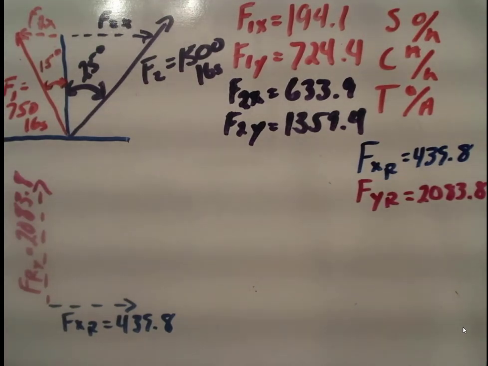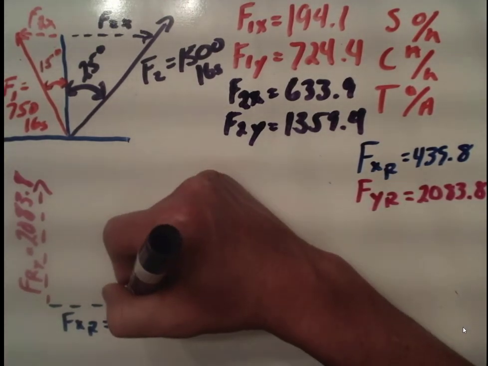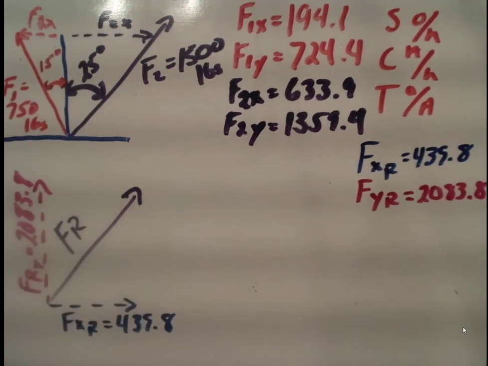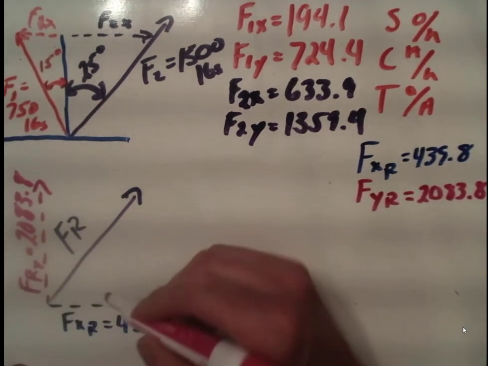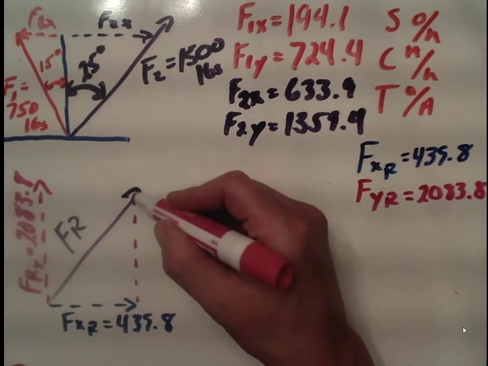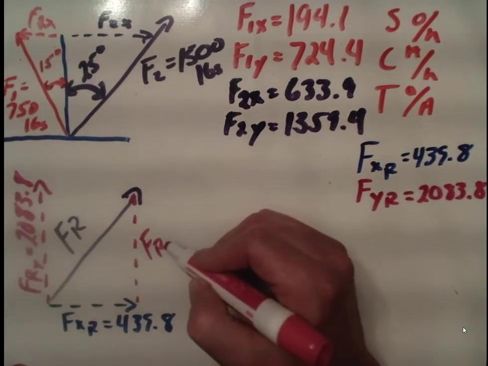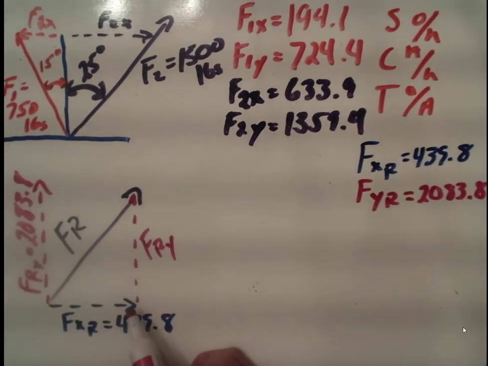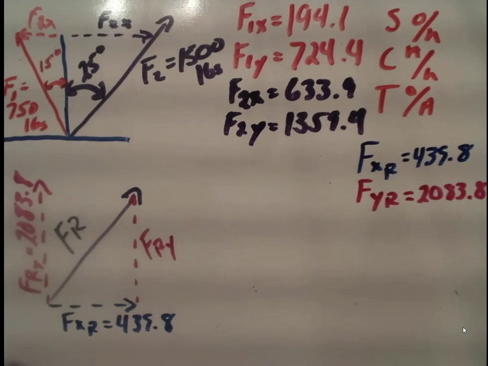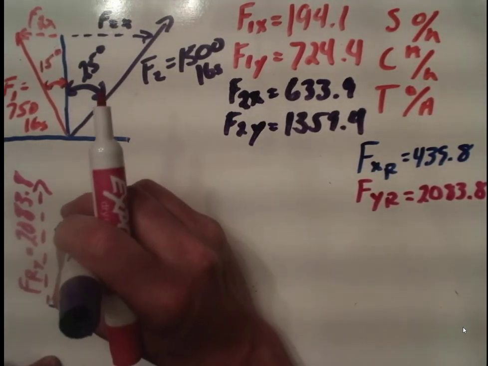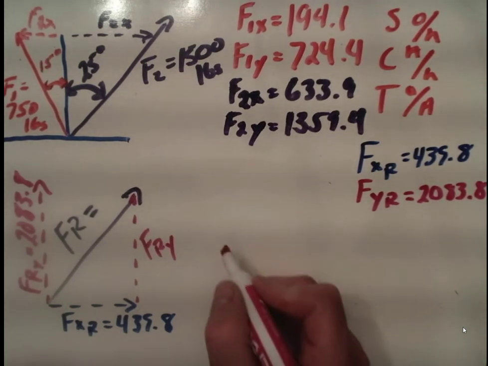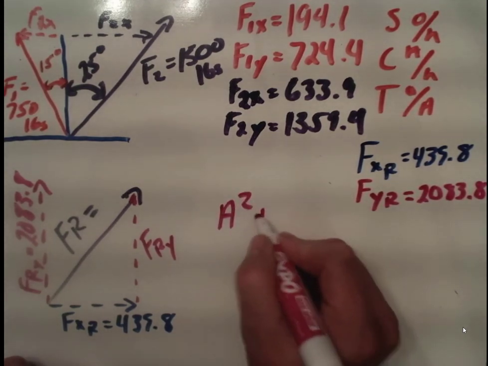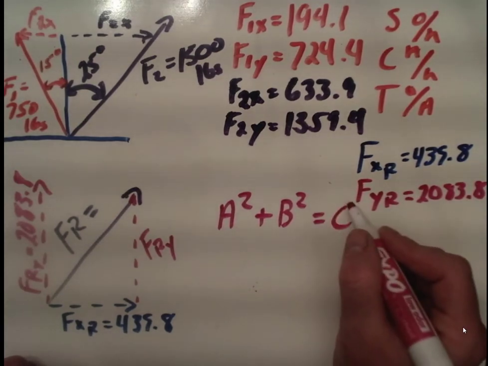So then we can figure out that our force resultant would be here. And so we would take our force resultant Y component and transcribe it over here to make our triangle, like so. And then, since we know the magnitude of this side and the magnitude of this side, we can now use the Pythagorean theorem to figure out the magnitude of the resultant force, which, remember, a squared plus b squared equals c squared.